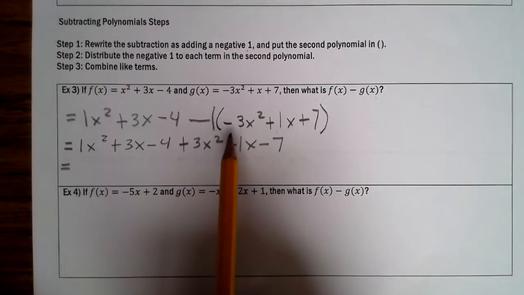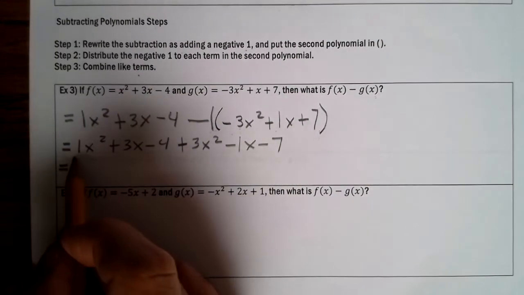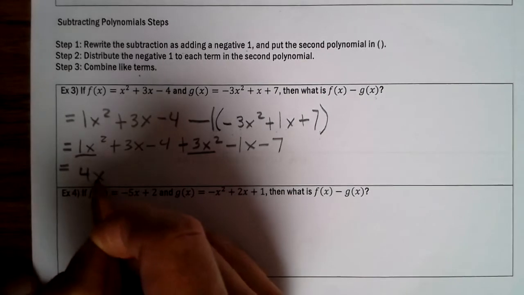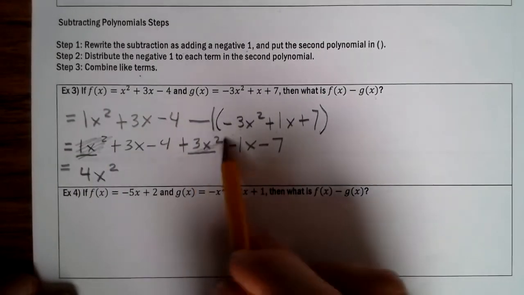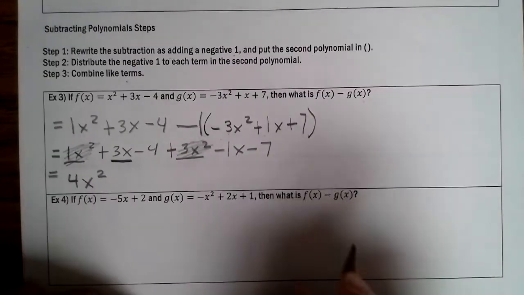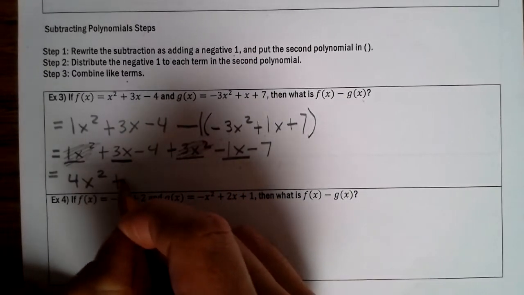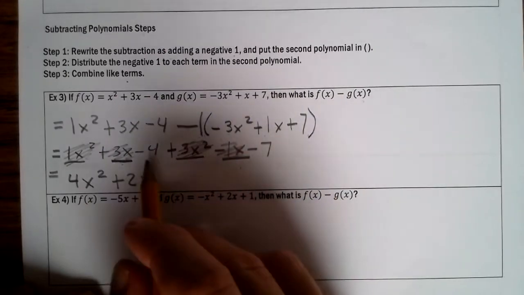Now we combine like terms, okay? So I'm looking at the 1x squared and the 3x squared. So that's 4x squared. Okay, I'm done with those. And again, I mark them out so I can see what's left. Now we have the 3x and the negative 1x. So 3x minus 1x is plus 2x. I'm done with those. And then negative 4 minus 7 is a negative 11.